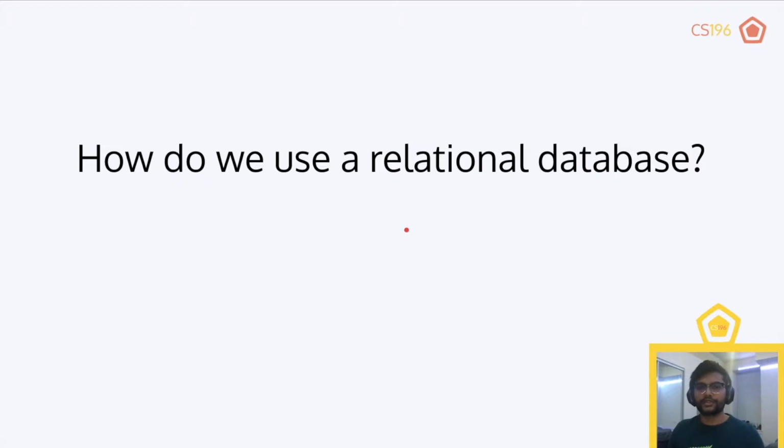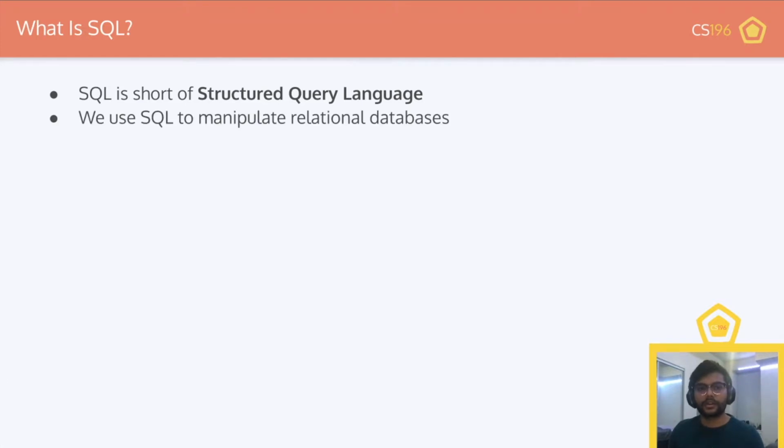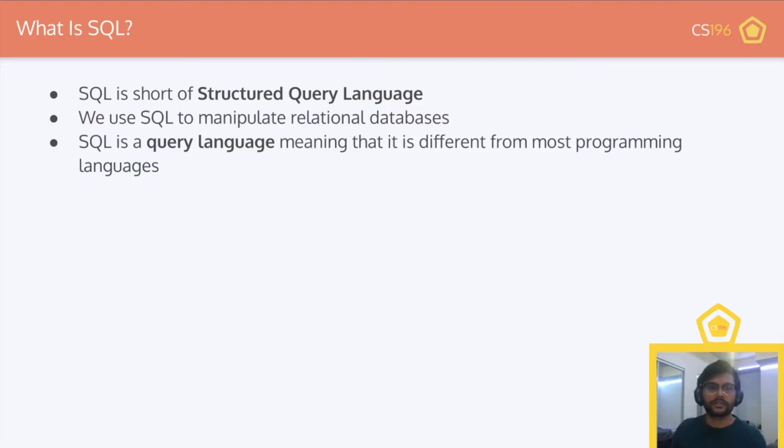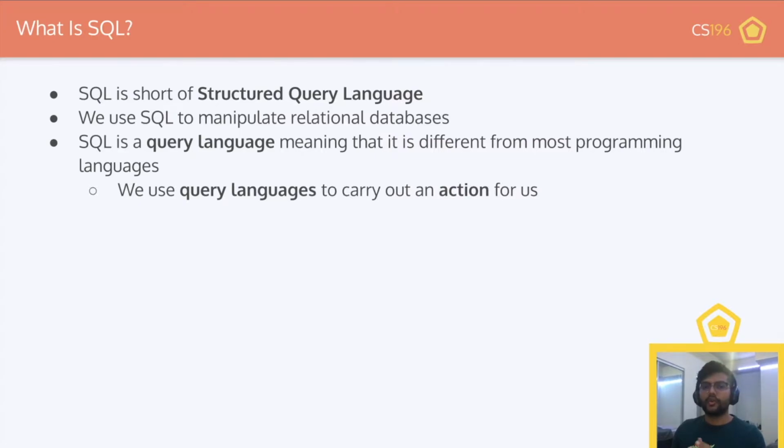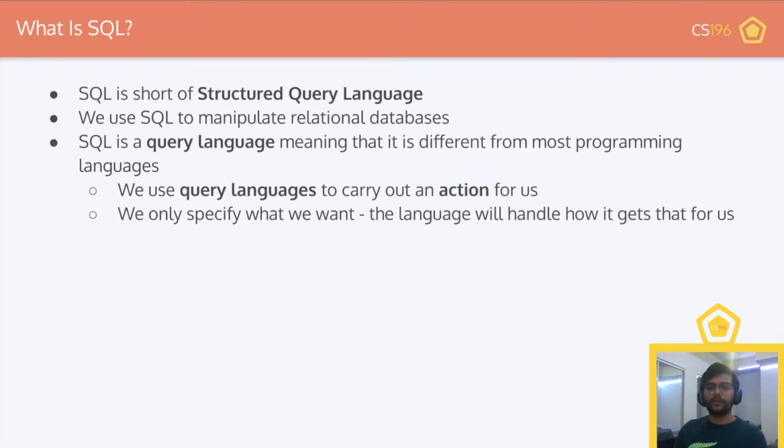So how do we use a relational database? Enter SQL. SQL is different from a lot of programming languages you might have seen before. It's short for Structured Query Language. And we use SQL to manipulate relational databases. SQL is a query language, meaning that it's different from most programming languages, because we don't write query languages and tell them what to do. We use a query language to carry out an action for us. We only specify what we want, and the language will handle how it gets that for us.